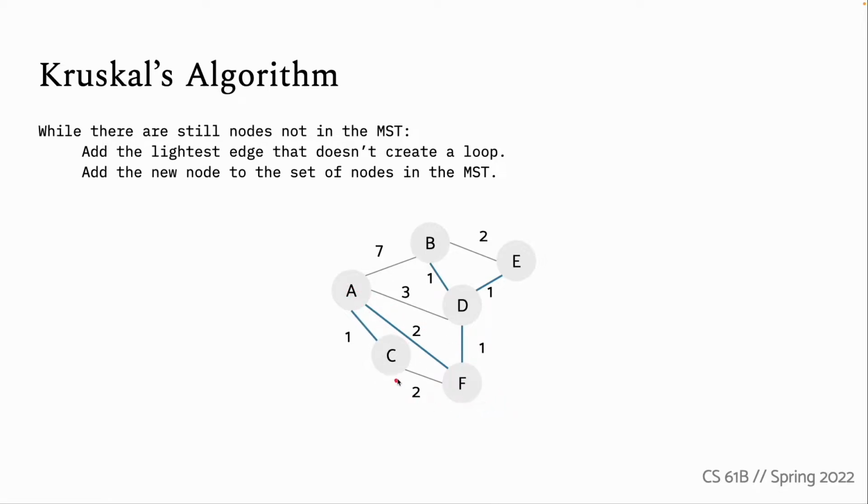And now in this case, we cannot pick CF because it would create a cycle. And if you notice, if you pick any other edge in the graph at this point, now that we've completed our tree, it would automatically create a cycle, invalidating that tree. So we are done with Kruskal's algorithm.